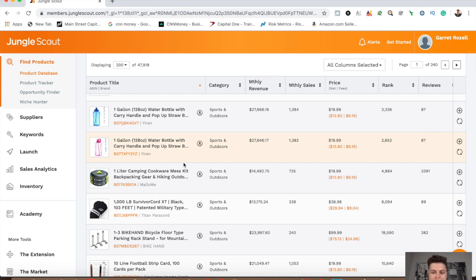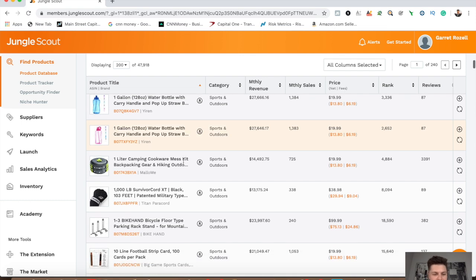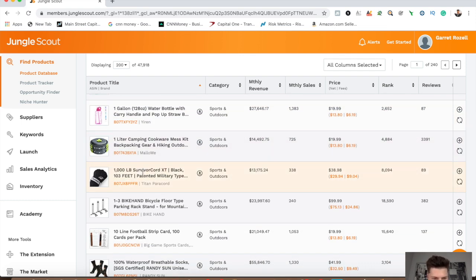So then what we want to do is start finding some products, some niches, and different types of things that we can start looking into selling. So right here we have some type of a cord, a camping cookware mess kit.